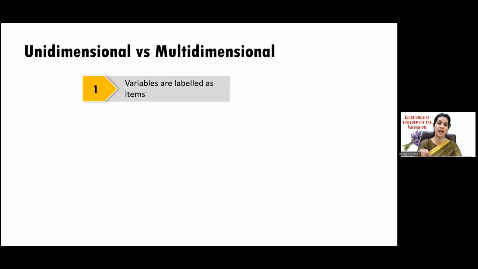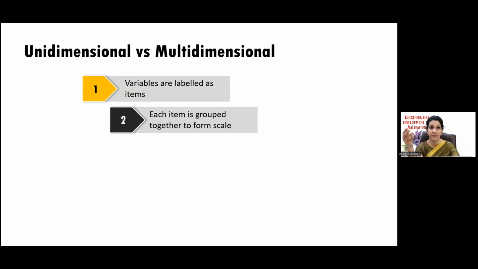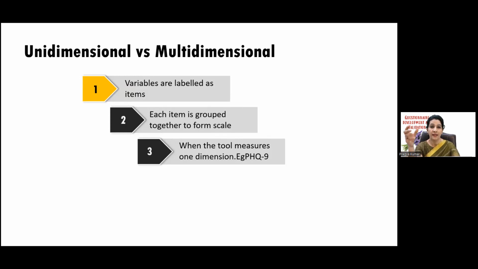Now coming to the dimensionality of the scale. You people were also writing here like 2 domains versus 3 domains. If you already know that the scale is multi-dimensional, that means it is measuring more than one dimension. In that context, generally variables are expressed as items and each item is grouped together to form a scale. Like PHQ 9, you will see that it measures one dimension.